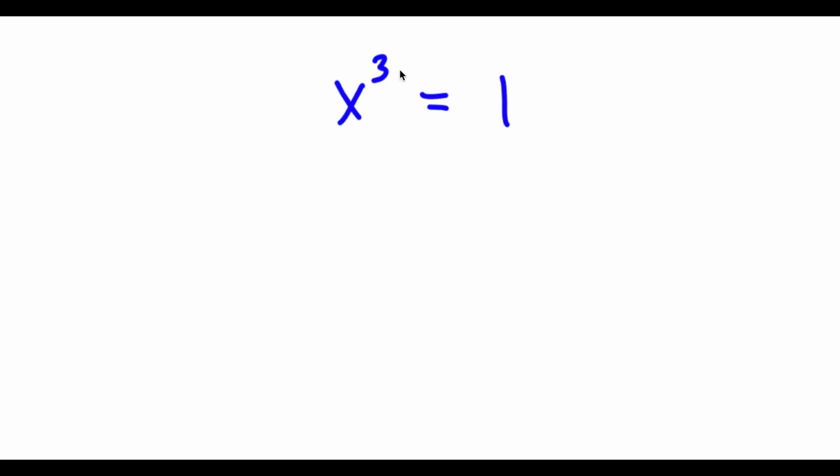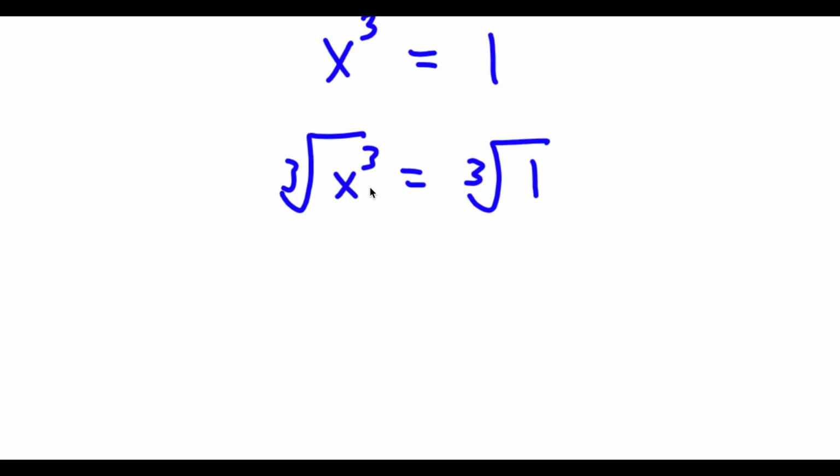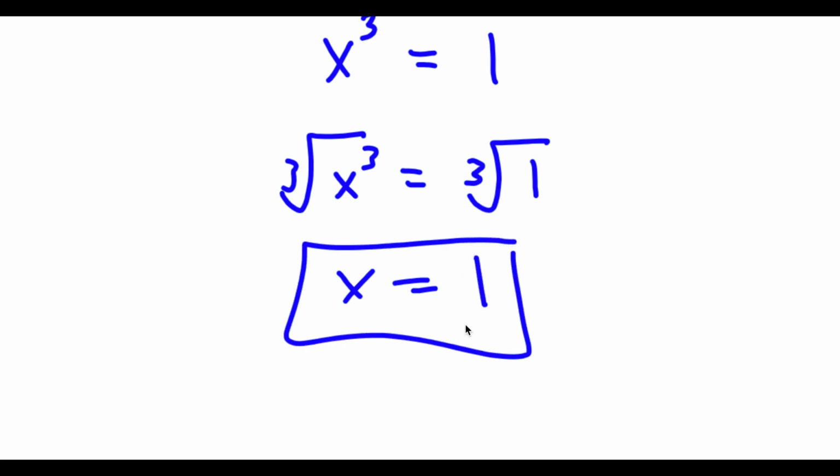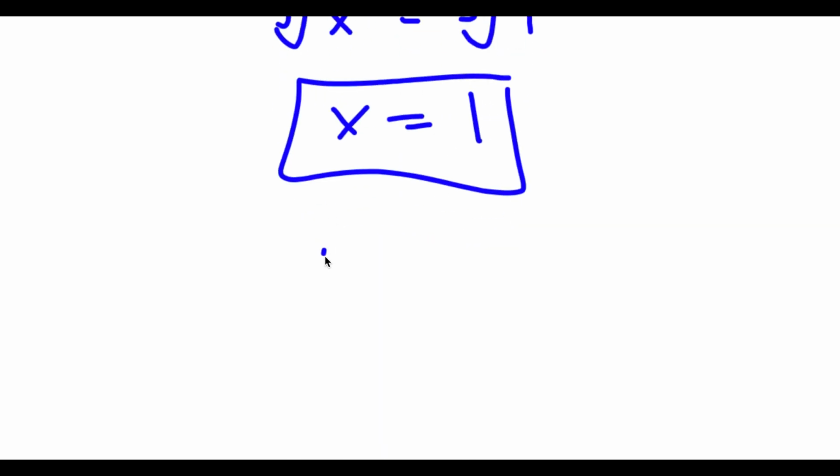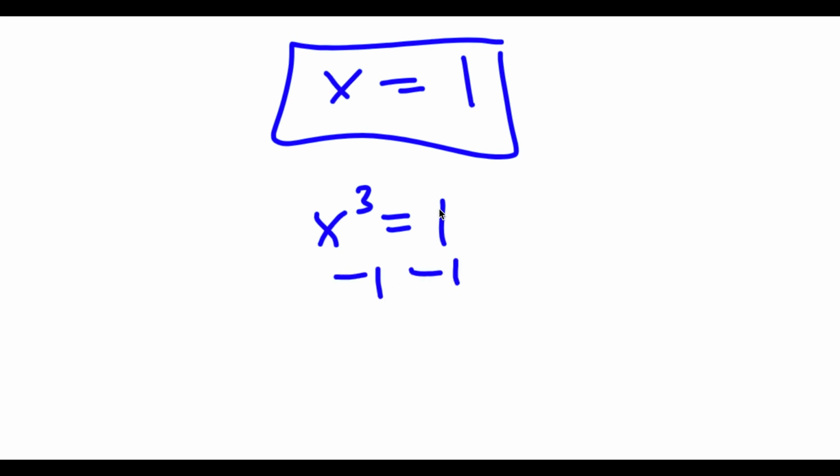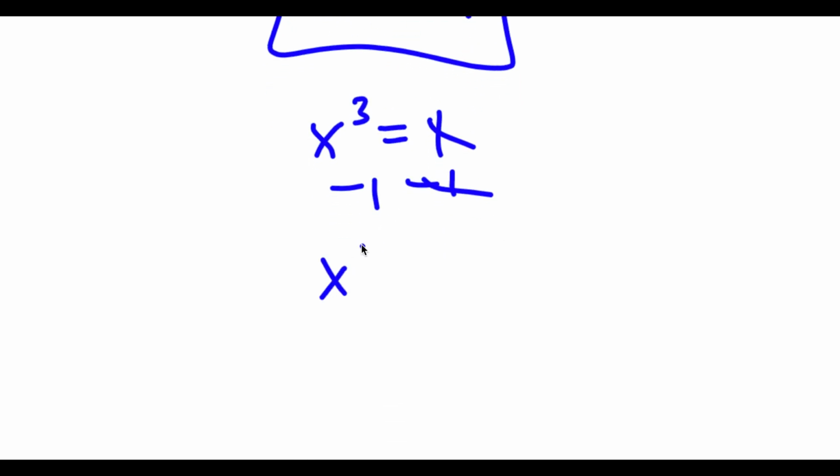Alright, so in this problem, I have x to the power of 3 equals 1. So I'm going to first start by taking the cube root on both sides. So I have the cube root of x to the power of 3, which is x, and the cube root of 1, which is simply equal to 1. So we already have one solution of x. Now, I'm going to get more solutions. So this time I'm actually going to subtract 1 on both sides. So I get x to the power of 3 minus 1 is equal to 0.